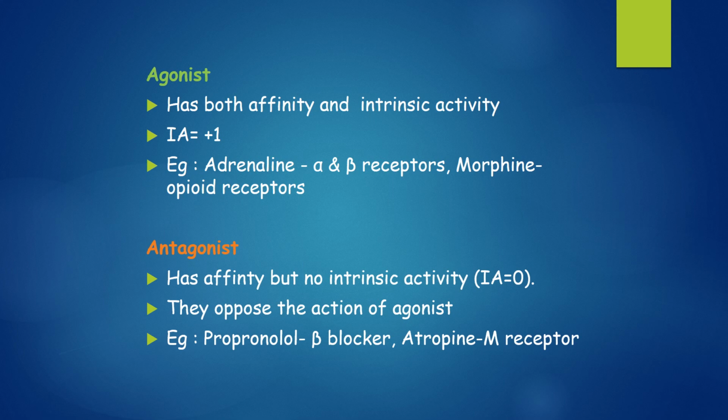The drugs like propranolol, it is a beta blocker. So the beta receptors will be blocked by propranolol, and the free adrenaline cannot attach to that receptor. Atropine is a mu receptor blocker, so the mu receptors will be blocked.